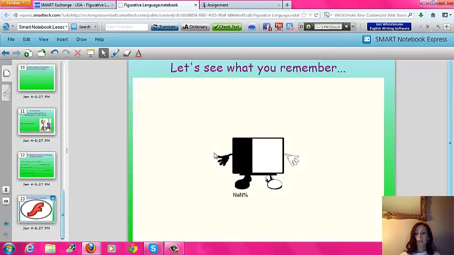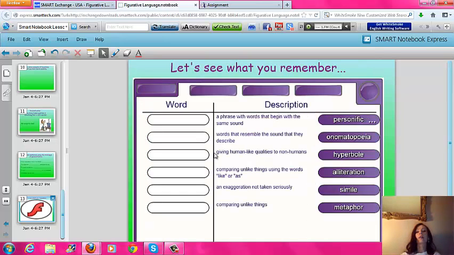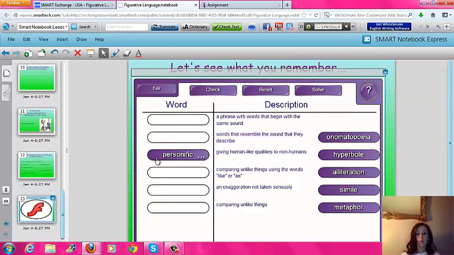The end, the very last slide, let's see what you remember. I love this. It reinforces. It allows students to go back and show what they have learned. It also makes sure that the teacher knows what her students or his students do and do not understand. So personification would be giving human-like characteristics to non-human. Onomatopoeia is sound words.